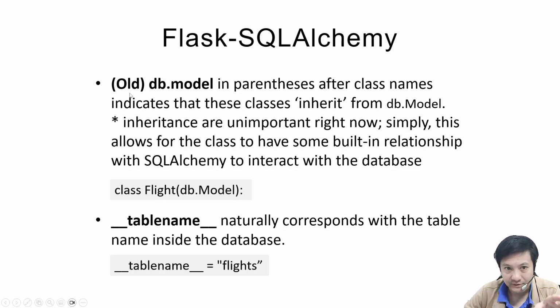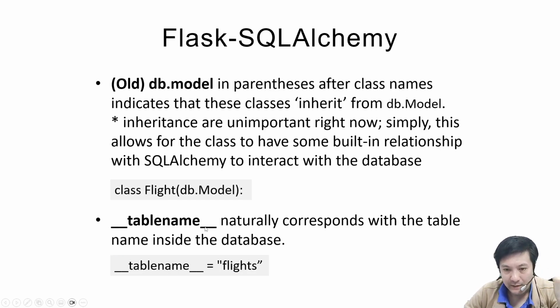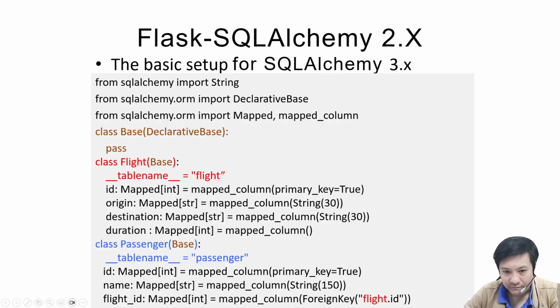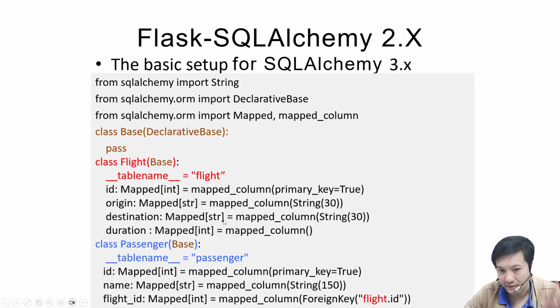For the older version, you just inherit from db.Model. For the latest version, you need to create a base class. The base class inherits from DeclarativeBase, and then you just pass it in here. Or maybe you can do it directly, but it's recommended you create a base class. And the table name you define here. But whether it is plural or singular form depends on the version. In some older versions it was plural form. The latest version suggests singular form.